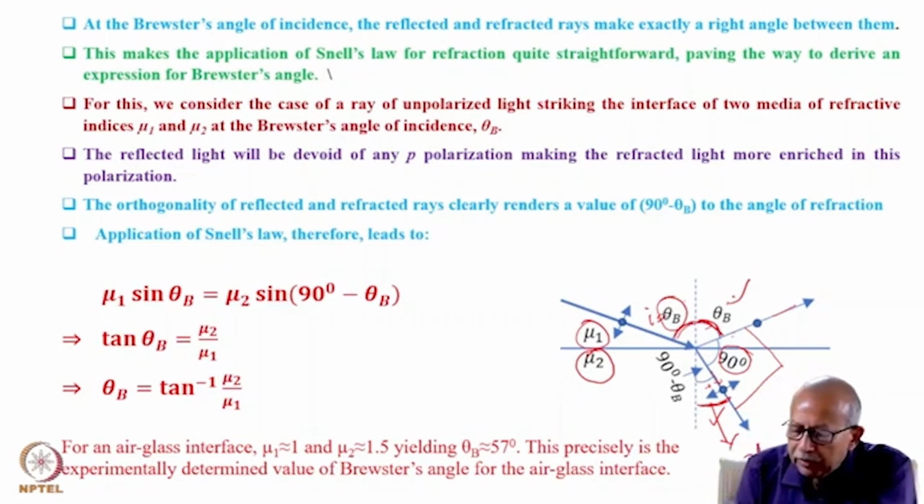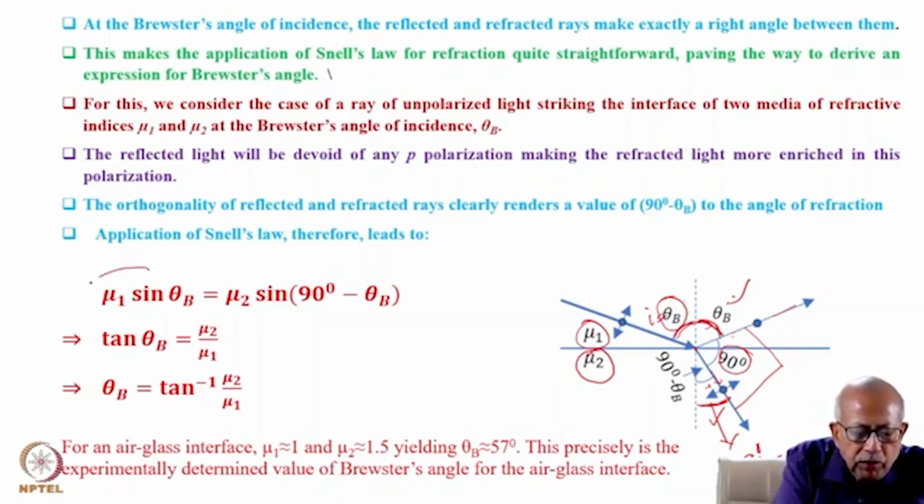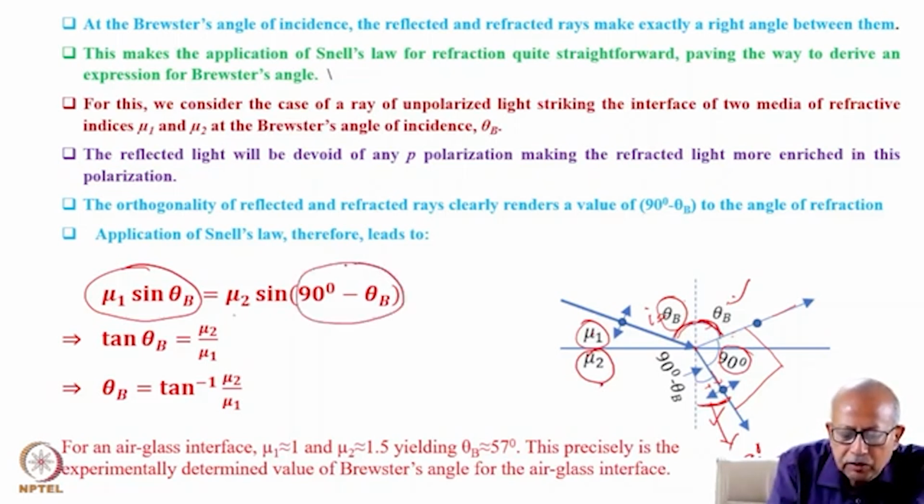So if we apply Snell's law for this refraction here, then mu1 sin i, so i is theta b. So mu1 sin theta b equal to mu2 sin r. r is 90 degree minus theta b. So this is mu2 cos theta b.